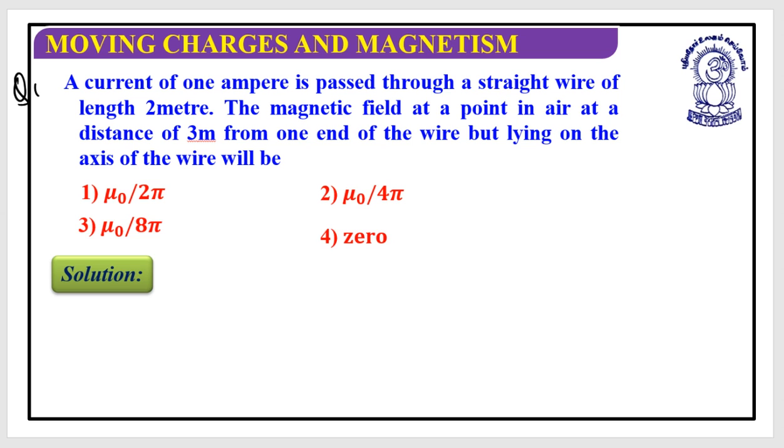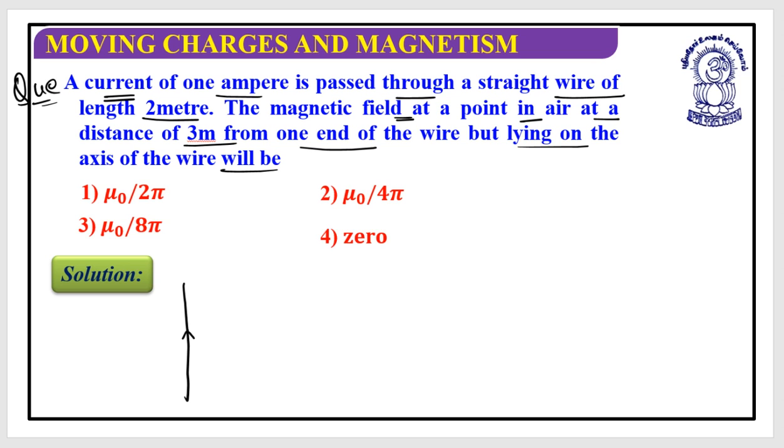What does it say? A current of 1 ampere is passed through a straight wire of length 2 meter. The magnetic field at a point in air at a distance of 3 meter from one end of the wire but lying on the axis of the wire. Okay, great. So what you need to do is first have a rough sketch of it.